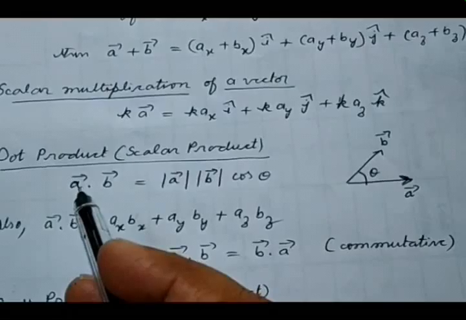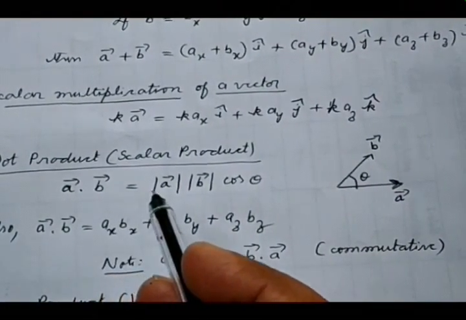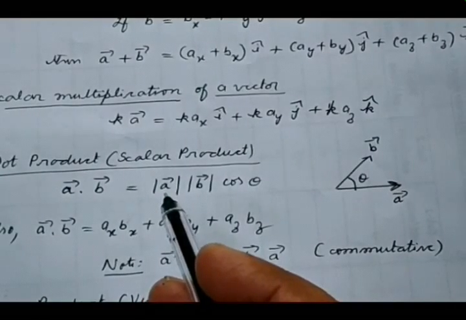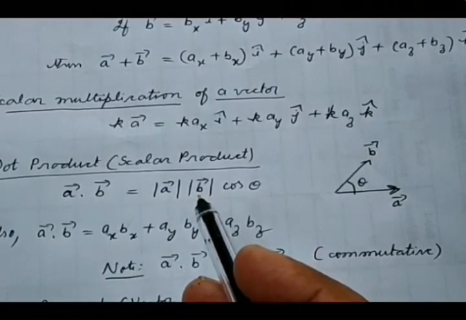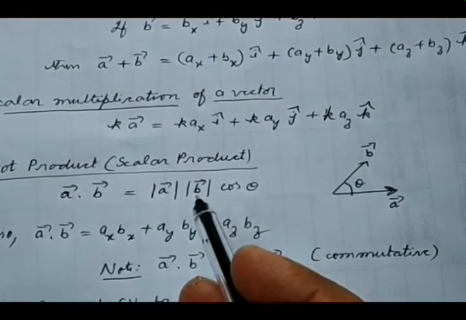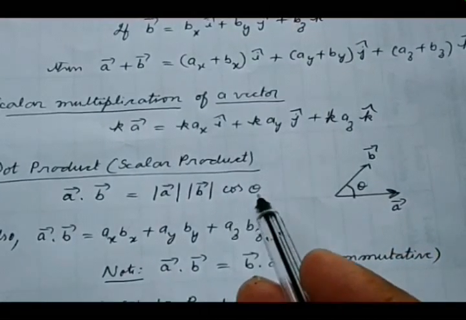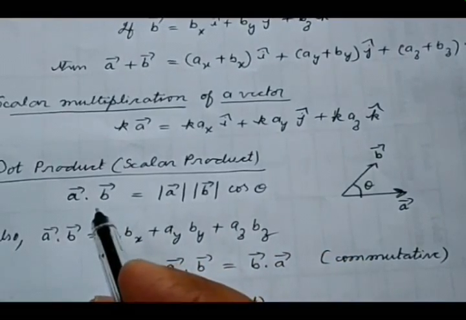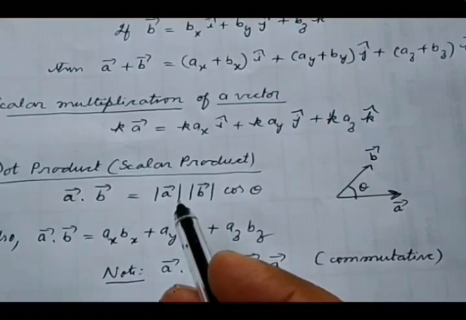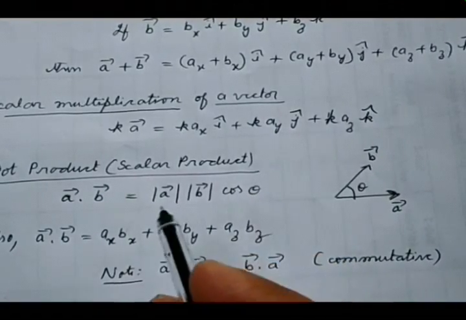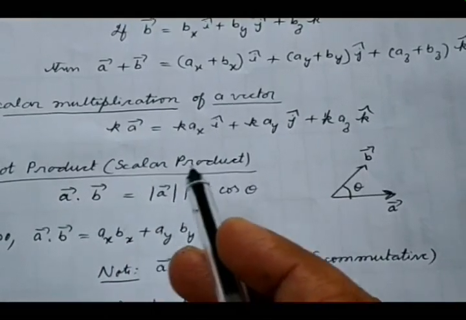Then the dot product is denoted as A bar dot B bar, and it is defined as mod A bar, that is the magnitude of the vector A bar, multiplied by mod B bar, magnitude of the vector B bar, multiplied by cos of the angle theta. So this is defined as the dot product A bar dot B bar. So what is the result of this? We can see that this is a scalar. So that's why the dot product is also called a scalar product.